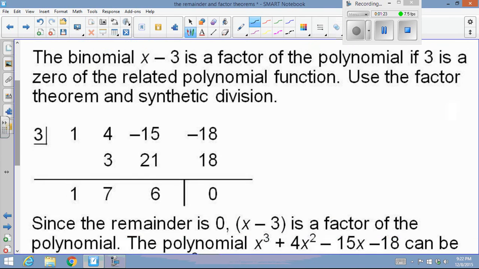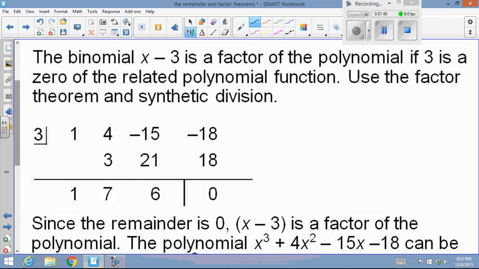And then I would follow the procedure for doing synthetic division. So bring down the 1, multiply by 3, add, then bring down, and then multiply, and then add, and then bring down, and multiply and add, and I get 0. So since I get 0, that means my remainder is 0. So that means the thing that I divided by, which was x minus 3, is actually a factor.